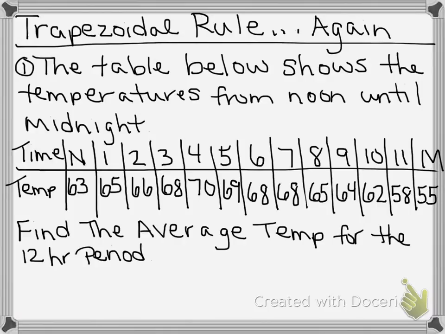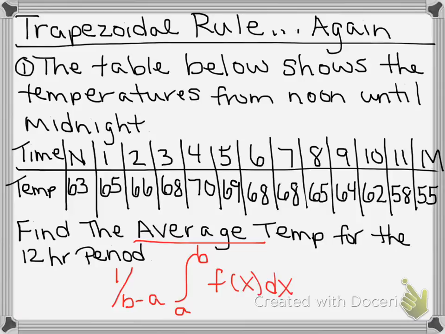But the question is, find the average temperature for the 12-hour period. Now you want to make sure that the key word here that you're looking at is average. The minute you see the word average, you want to remember the whole 1 over b minus a, integral from a to b of f of x dx. And that's going to represent our average temperature.